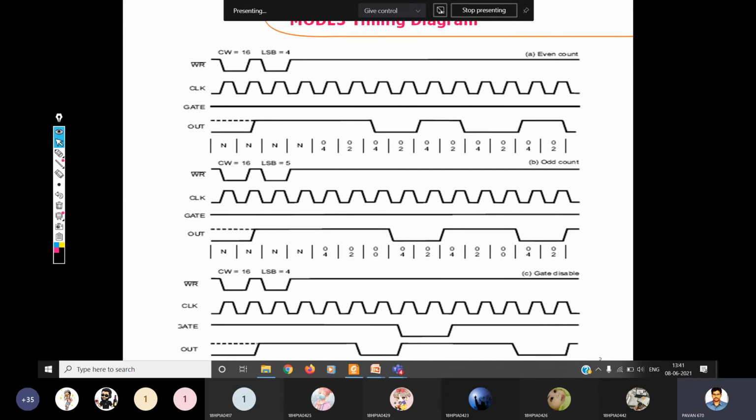Both should be equal, on duration and off duration. Then only the square pulse will be identified. That means T on by T on plus T off should be equal to 50%, so the out signal's on and off durations are equal. To achieve this, generally we load the counter register with even values. There are two conditions: even count and odd count. If even values are loaded into the counter register, then the achievable 50% duty cycle can be obtained from the out signal.